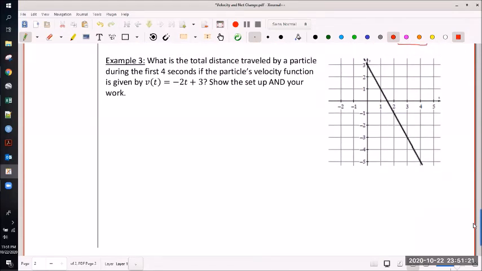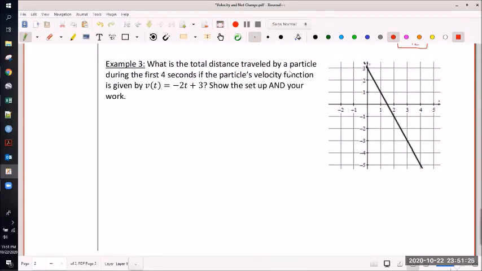Okay, finally, last example here, example 3. What is the total distance traveled by a particle during the first 4 seconds if the particle's velocity function is given by -2t plus 3? I'm going to show the setup and the work. So basically, for the first 4 seconds, we're going to integrate this, but we want the total distance traveled. So we'll actually take the absolute value. So we want the integral from 0 to 4 of the absolute value of -2t plus 3 with respect to t. Notice that at 1.5, 3 halves, this is 0.